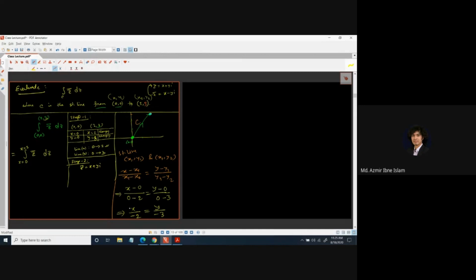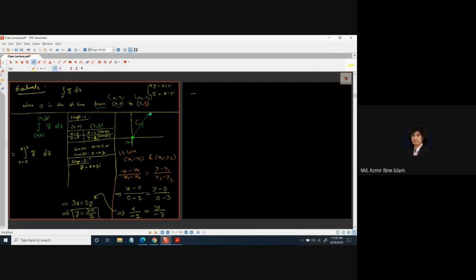So we can write, let me write here, 3x equal to 2y. That means y equal to 3x by 2. Is that okay? So the curve that we have here is actually representing a straight line, and the straight line is y equal to 3x by 2. So do you understand my point?